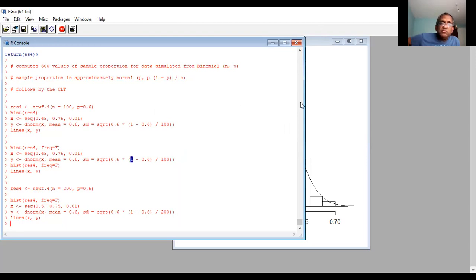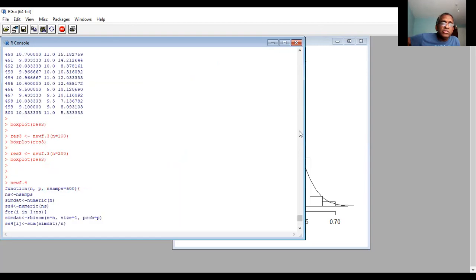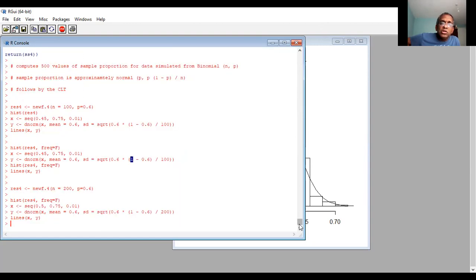So the purpose of the last thing I did was to illustrate the theoretical result that the sample proportion follows the normal distribution with these parameters. So each of these things I did was to illustrate this.